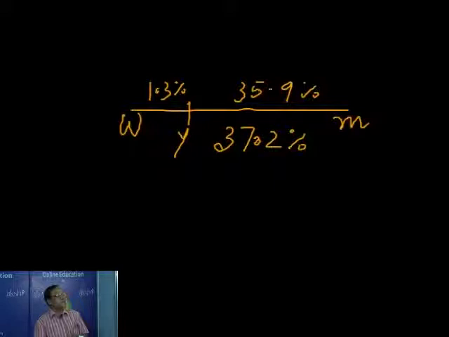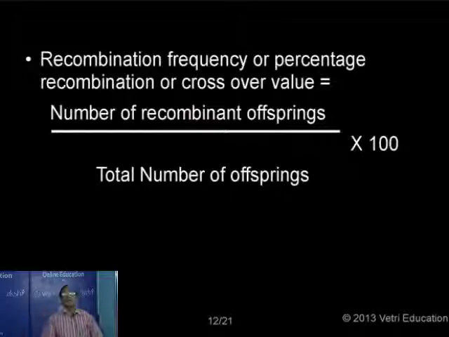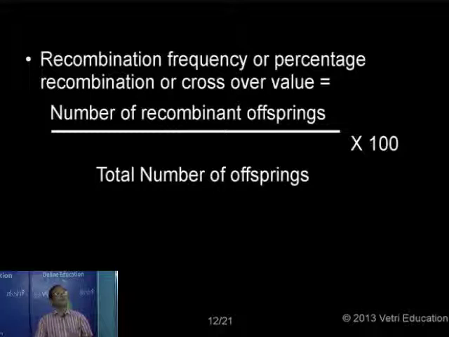So in such cases, if such a problem is given, you have to take the highest percentage recombination, and from that you subtract the lowest percentage, then you will get the remaining percentage between the two linked genes. Now how can you calculate the percentage recombination? It is also called recombination frequency or percentage recombination or crossover value. We count the total number of recombinants in F2 divided by the total number of offspring produced in F2, multiplied by 100, then we get the recombination frequency, percentage recombination or crossover value.